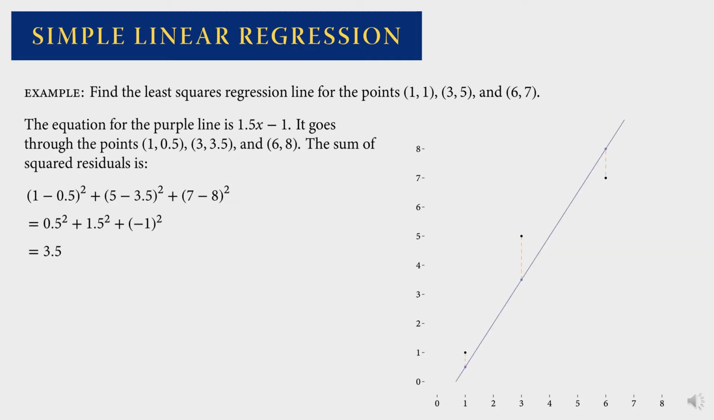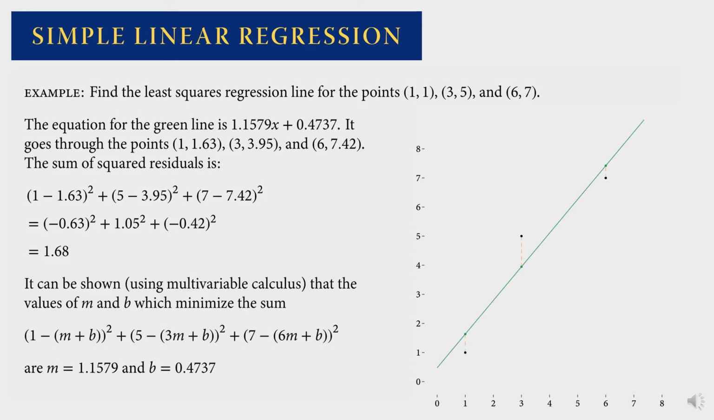This is another line I drew. Its equation is 1.5x minus 1. These are the y hat values. The sum of squared residuals is 3.5. This is higher than the last line, so this doesn't fit as well according to the least sum of squares criterion.